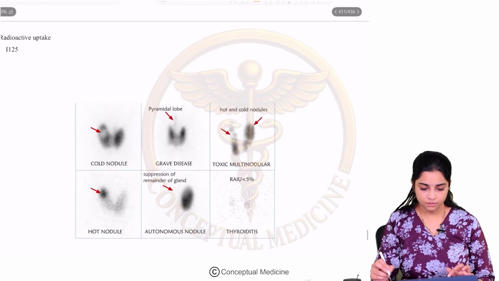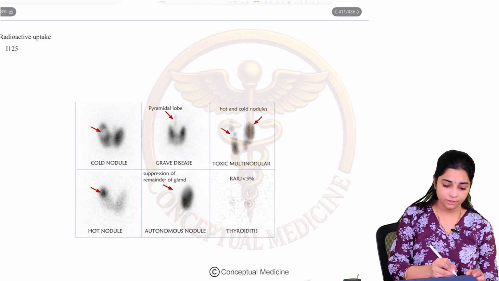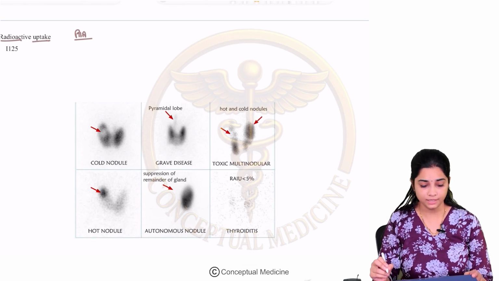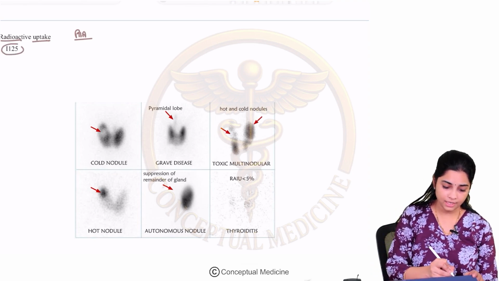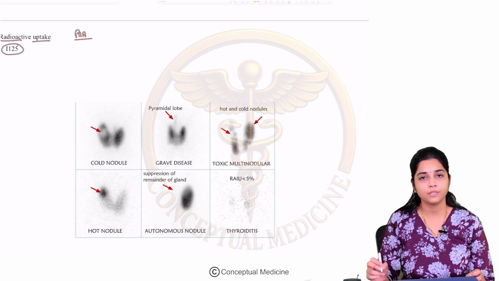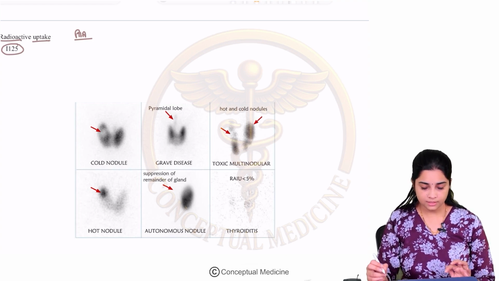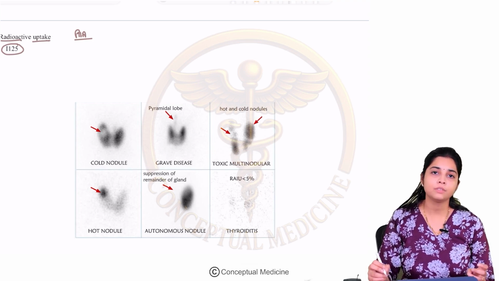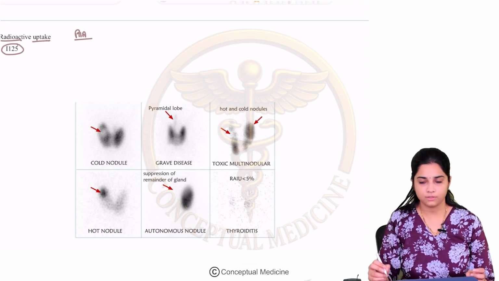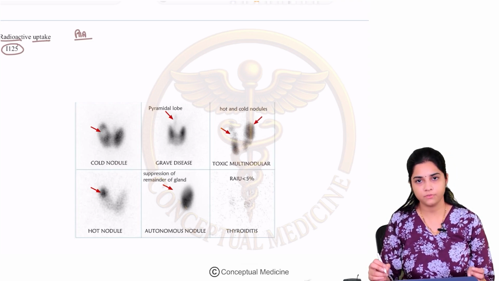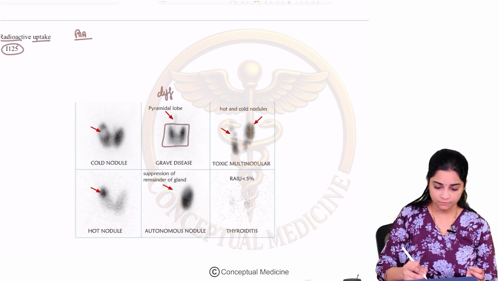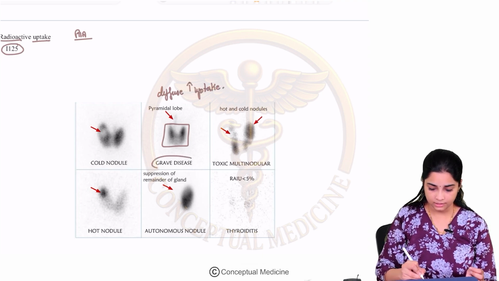The next test that we do is the radioactive iodine uptake test, the radioactive iodine assay. What compound do we use? We use iodine 125. This is a type of radioactive imaging of the thyroid gland to find out the etiology of thyrotoxicosis, and it can be used for other things as well. Can you see that there is a diffuse increased uptake? This is seen in Graves' disease.